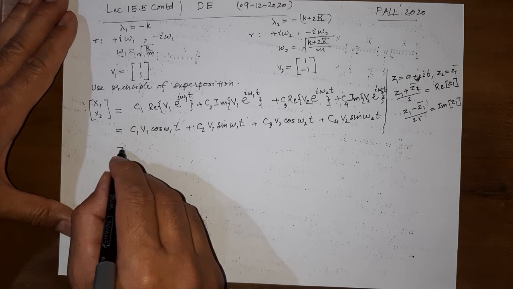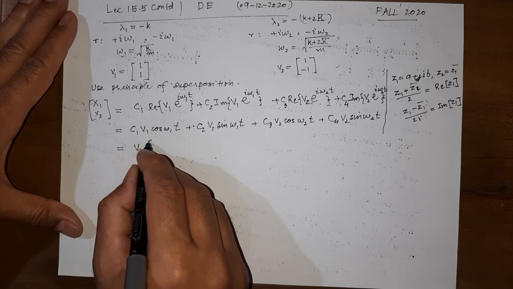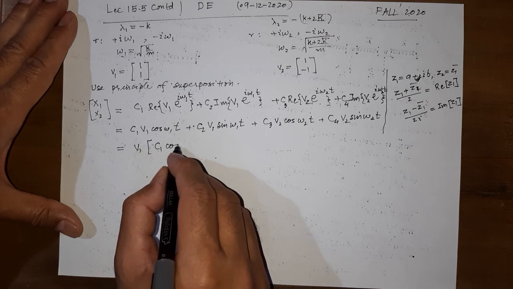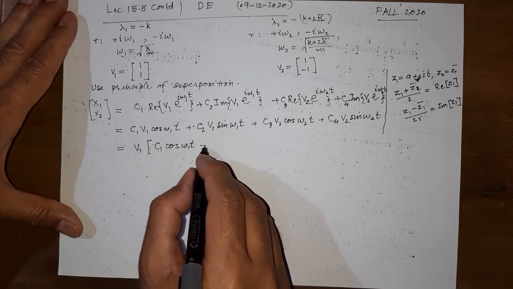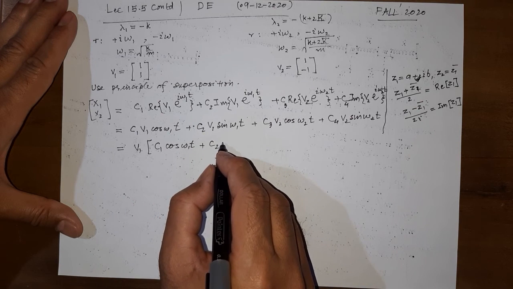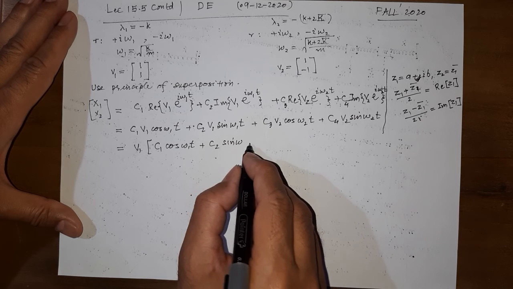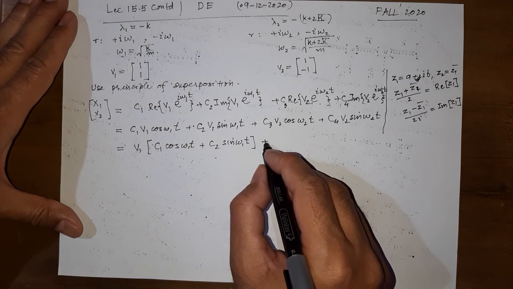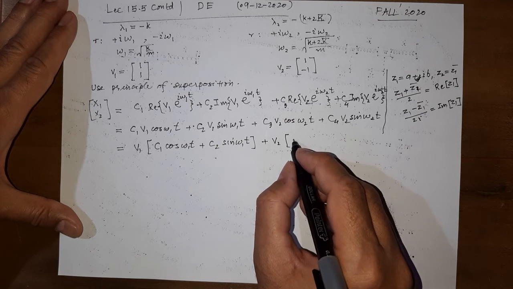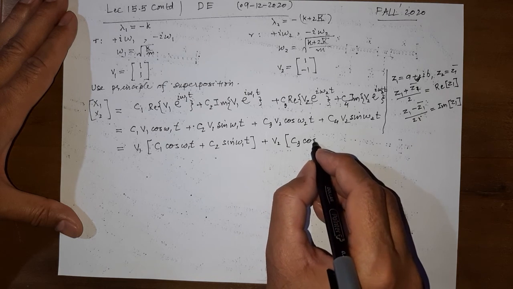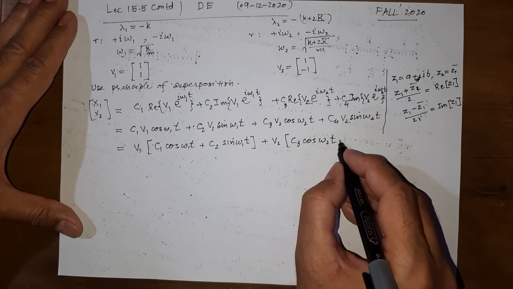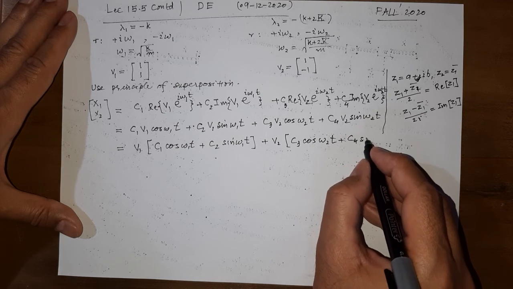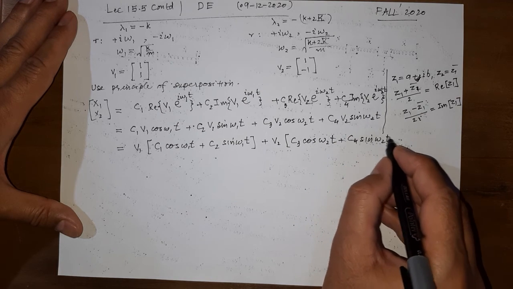And you can see that this can be written as V1 times C1 cos of omega 1t plus C2 sine of omega 1t, plus V2 times C3 cos of omega 2t plus C4 sine of omega 2t.